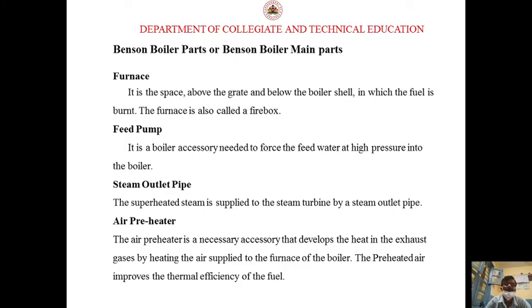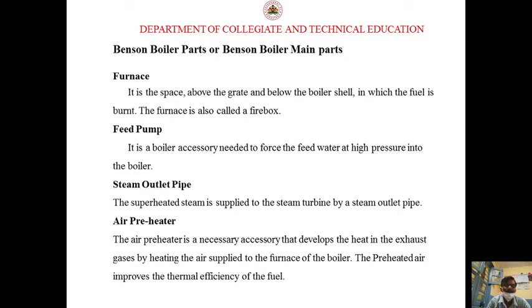So, parts of the Benson boiler. These are some of the main parts. Number one is the furnace. It is the space above the grate and below the boiler shell, in which the fuel is burned. The furnace is also called the firebox. The next one is the feed pump. It is a boiler accessory needed to force the feed water at high pressure into the boiler.